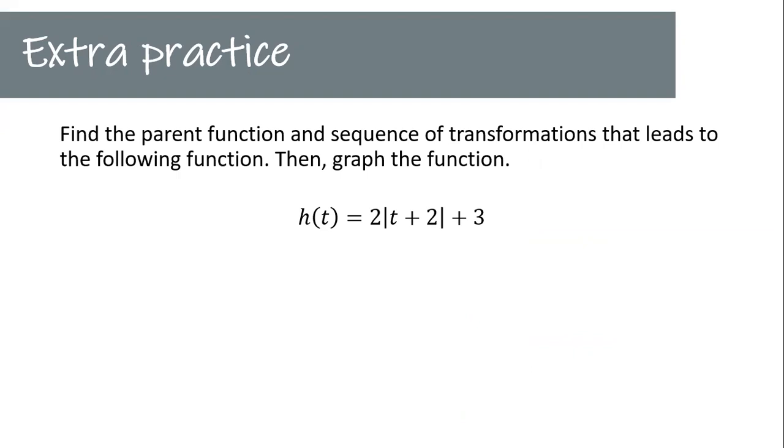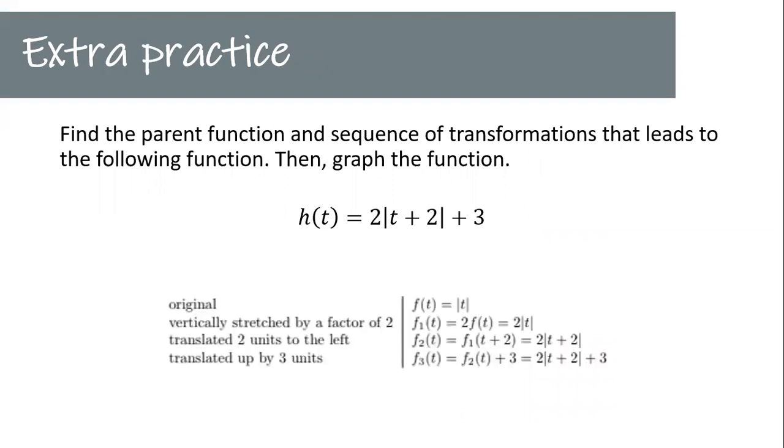So we start with 2 times the absolute value of t plus 2, plus 3. So it doesn't take too much to realize that our parent function is going to be the absolute value of t here. Okay, so that's going to be our parent. We see this factor of 2 out here, so we know that's a vertical stretch by a factor of 2. We don't see any negatives, so that's good.